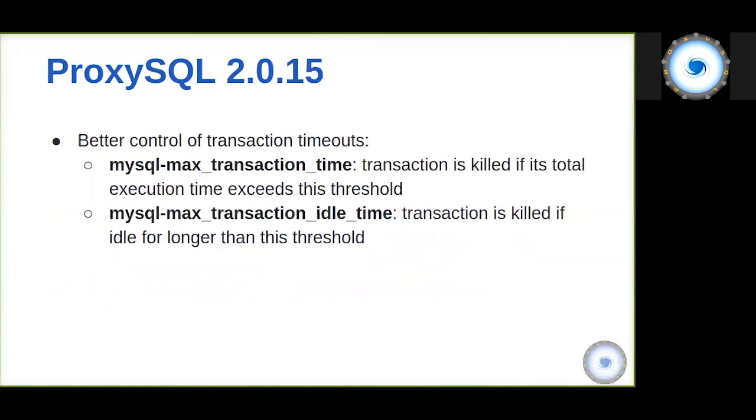In 2.0.15, we introduced a new variable called mysql-max_transaction_idle_time. This solves a very interesting problem. Before, we had a variable called mysql-max_transaction_time that was incorrectly named. Basically, this was killing all the transactions that were idle beyond a certain threshold, while in reality the name suggests that this was the total time. So we basically fixed this naming unclarity, and we also introduced a new variable called mysql-max_transaction_idle_time that does what the original variable was doing.